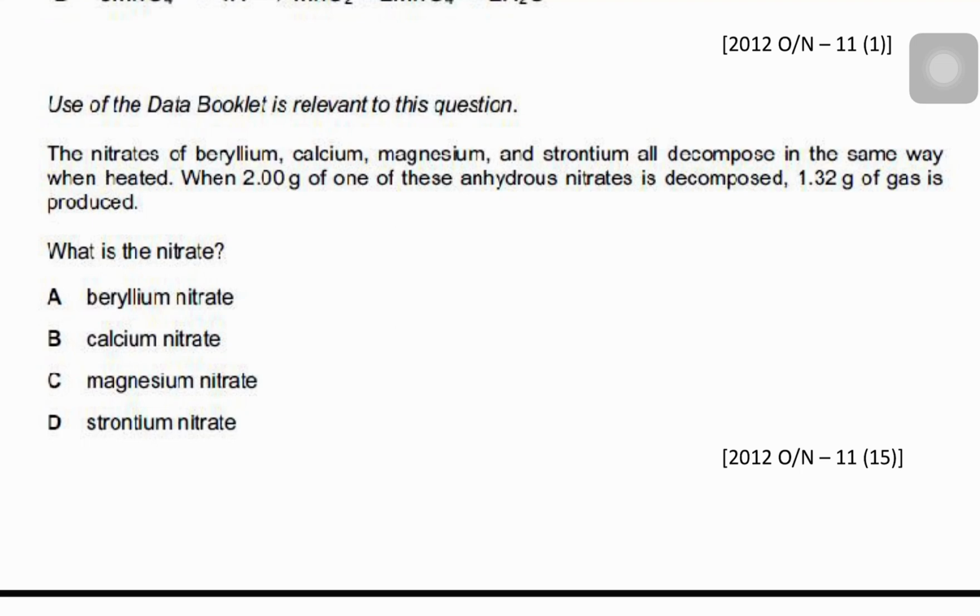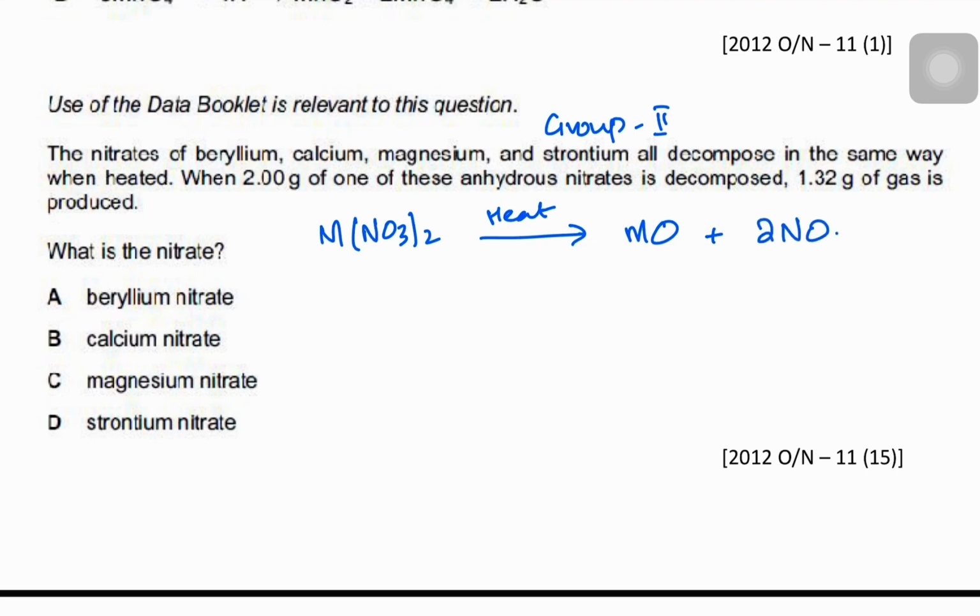You should know that when group 2 nitrates, because these are all group 2, right? So when group 2 nitrates decompose, the equation looks something like this. They decompose on heating. You receive a metal oxide. Metal could be anything. Then you receive 2 moles of nitrogen dioxide and you receive half mole oxygen gas. So how much gas are you getting? You're getting 2.5 mole gas. In my question, it's very clearly given that I'm getting 1.32 gram of gas. But which gas is it, oxygen or nitrogen dioxide? I don't know this, right?